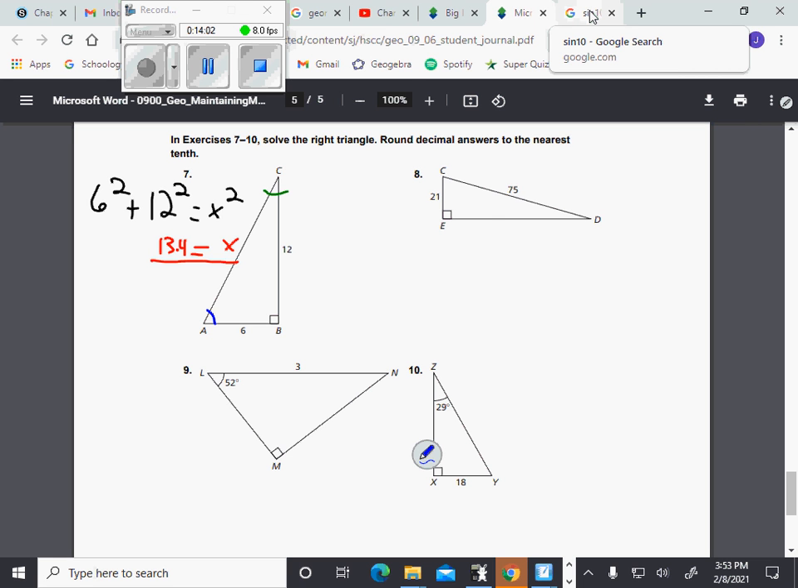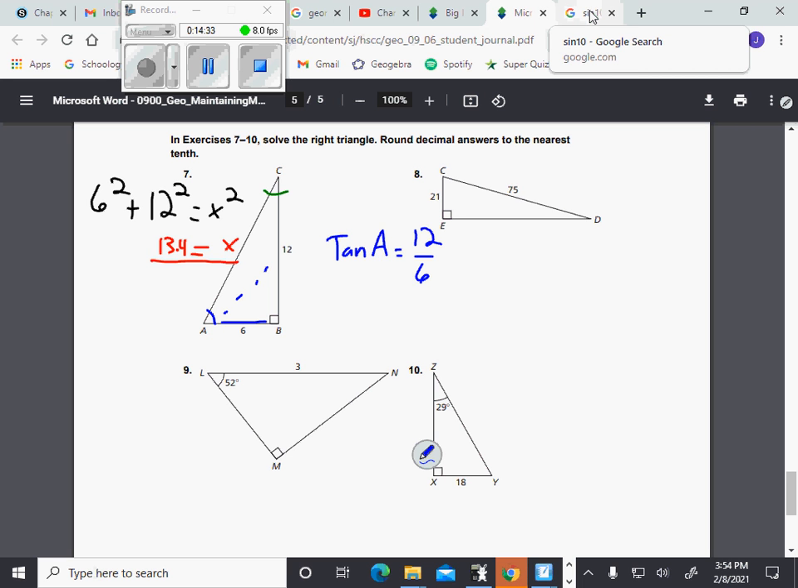I'm going to choose A, and you can either work with sine, cosine, or tangent. Again, all is fair here. I'm going to say the tangent of A is equal to opposite over adjacent, 12 over 6. And I'm not working with any decimals at all. So the tangent of A is equal to 12 over 6.